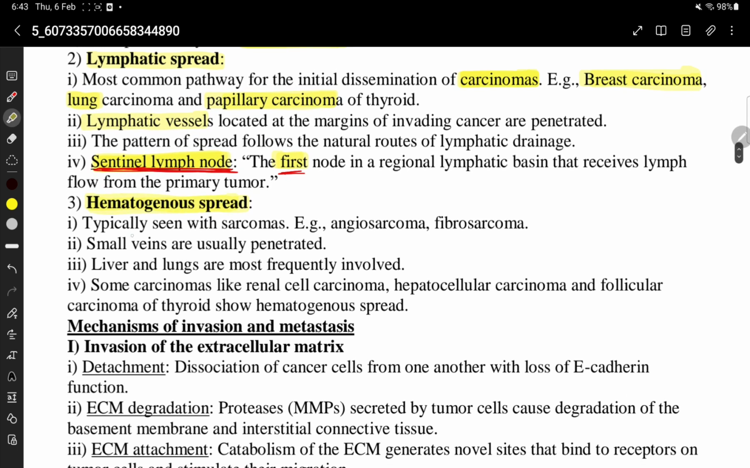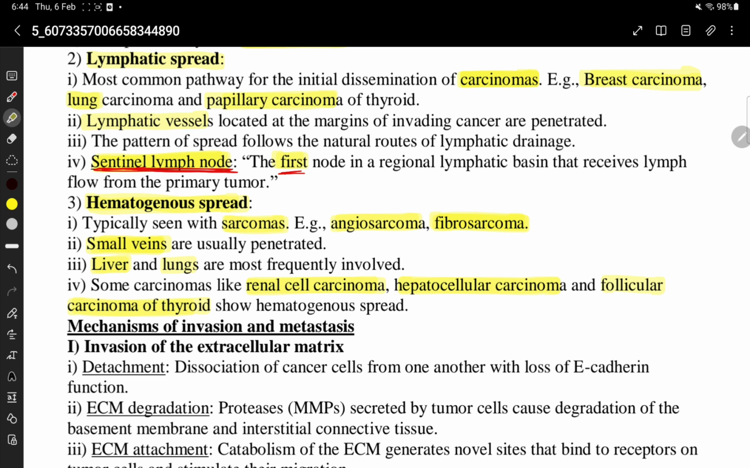Hematogenous spread is typically seen with sarcomas. Example, angiosarcoma and fibrosarcoma. Small veins are usually penetrated. Liver and lungs are most frequently involved. Some carcinomas like renal cell carcinoma, hepatocellular carcinoma, and follicular carcinoma of thyroid show hematogenous spread.